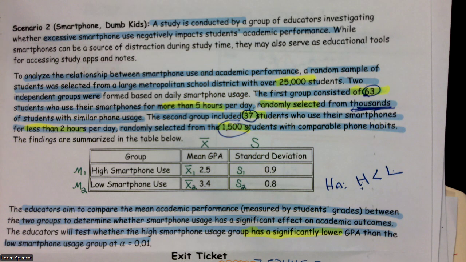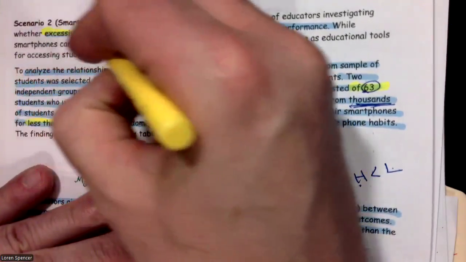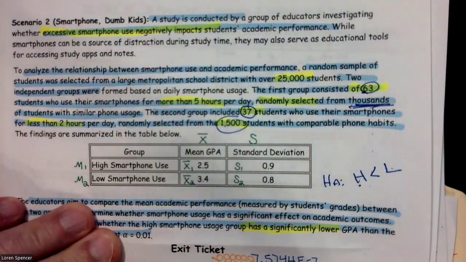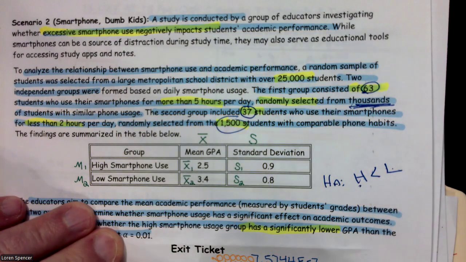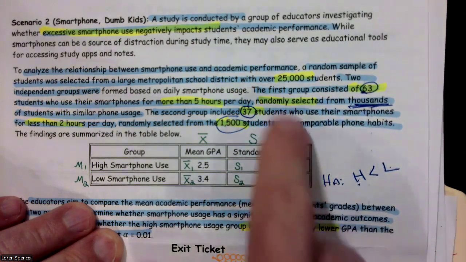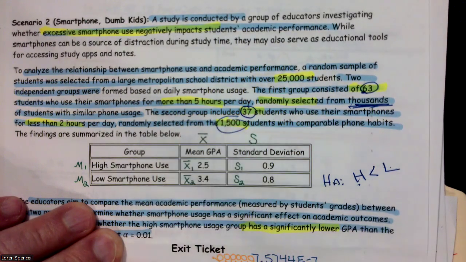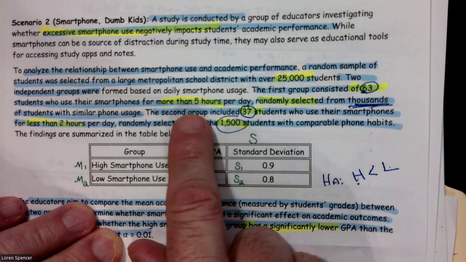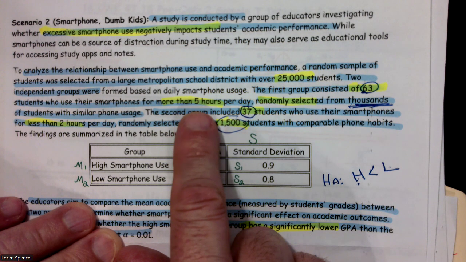A study is conducted by a group of educators investigating whether excessive smartphone use negatively impacts the student's academic performance. While smartphones can be a source of distraction during study time, they may also serve as educational tools. To analyze the relationship between smartphone use and academic performance, they ran a random sample from a large school district with over 25,000 students. Two independent groups were formed based on daily smartphone usage.